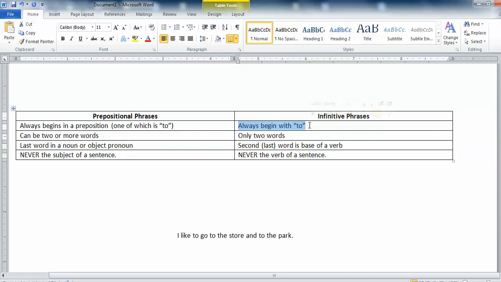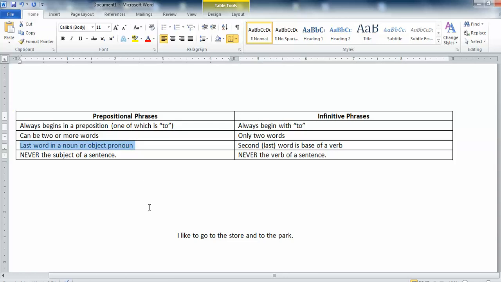So let's drill down a little bit to see what we can learn here. A prepositional phrase can be two words or more than two words. So it can be two or more words, okay? An infinitive phrase is only two words. So there's a difference there, but then again, some prepositional phrases can be just two words, right? So we still need a little bit more information to be able to tell the two apart. Let's look at this next characteristic.